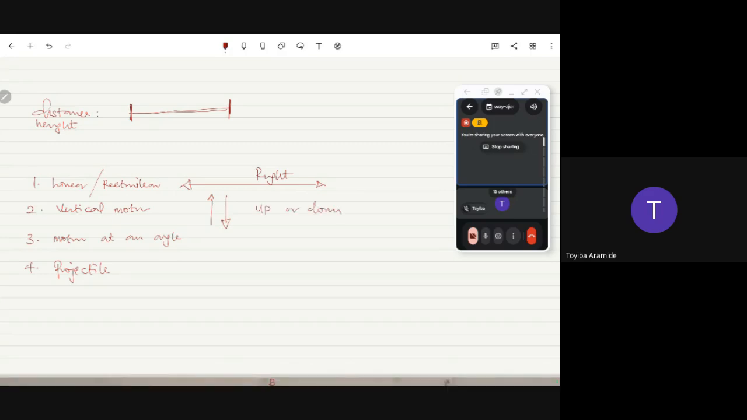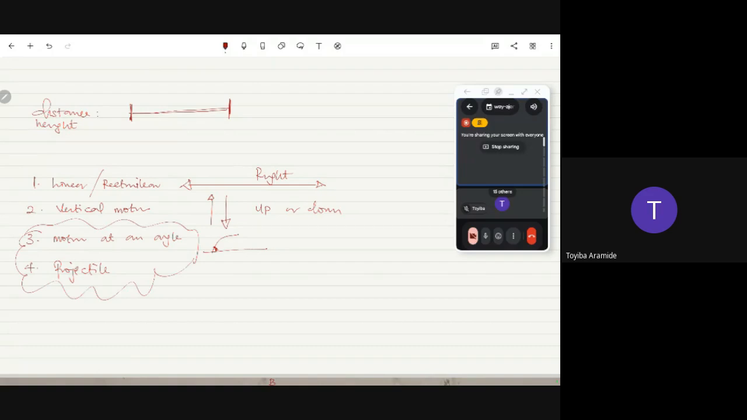Motion at an angle, we are talking about motion that is not going up and is not going down, and it's not going to the left, it's not going to the right, but it is going at a particular angle. Angle. For example, about taufa. It is almost similar to projectile, but I like to always treat it separately.